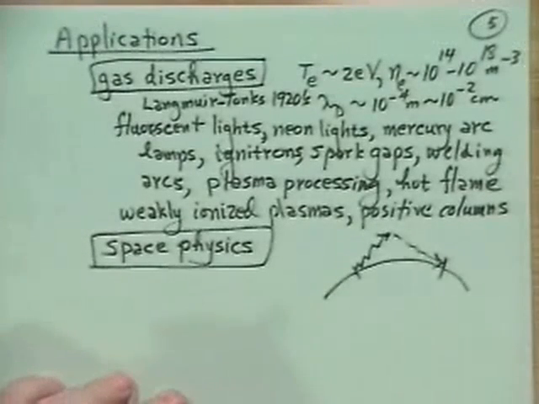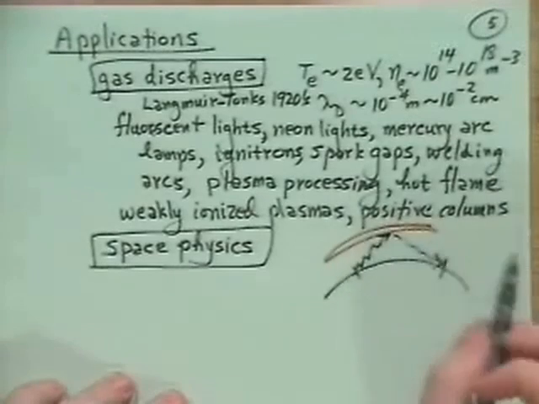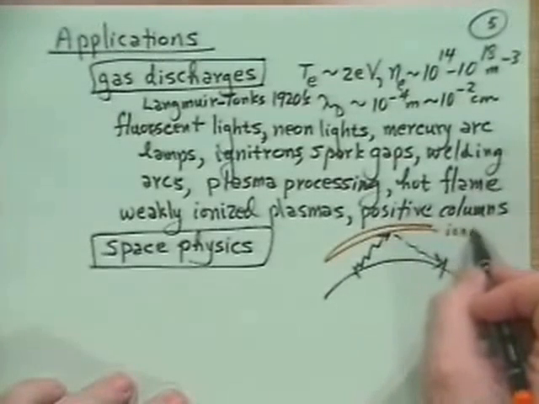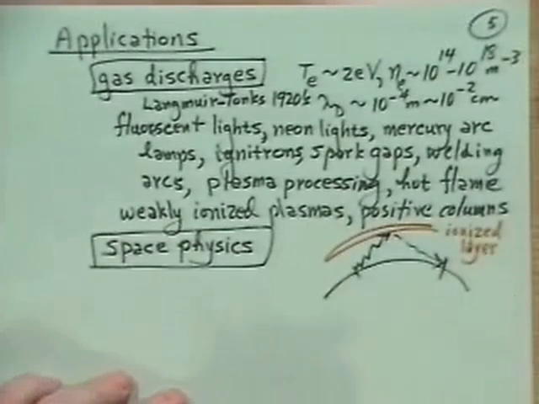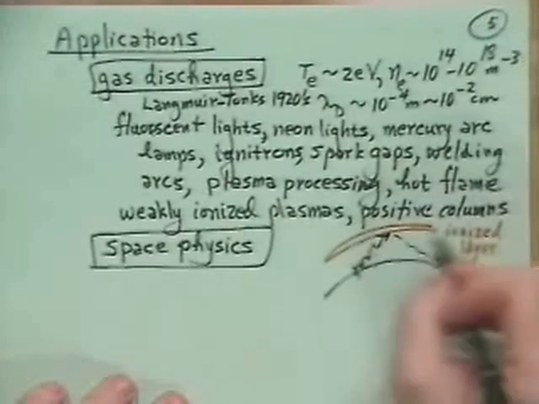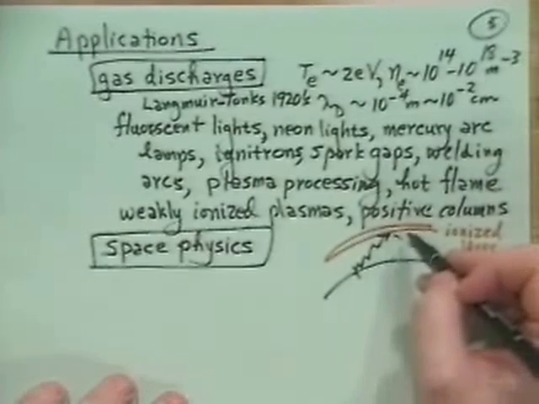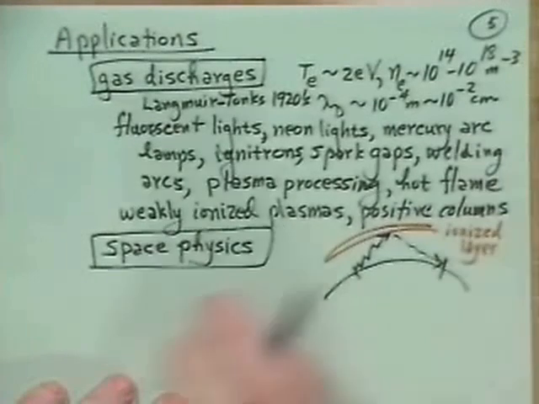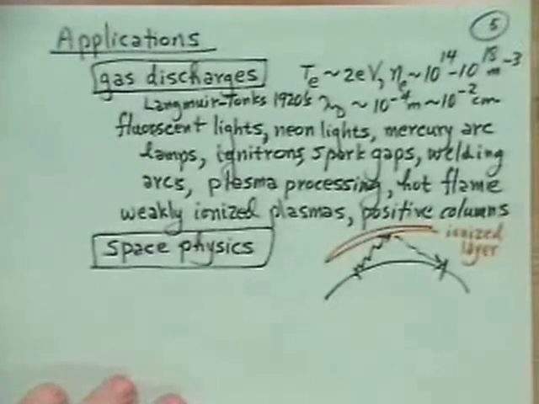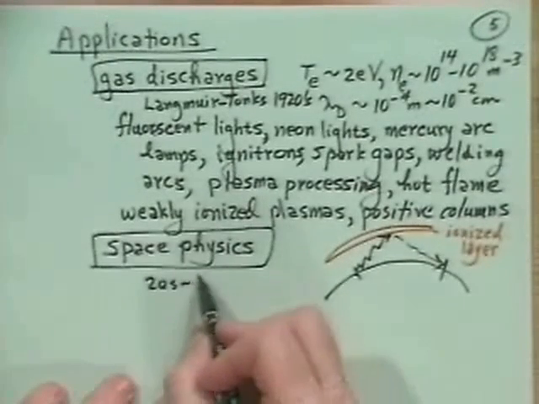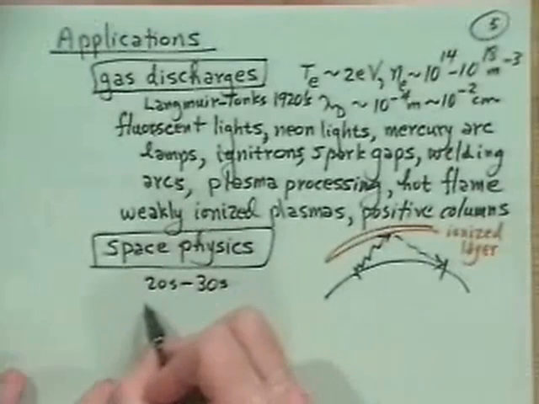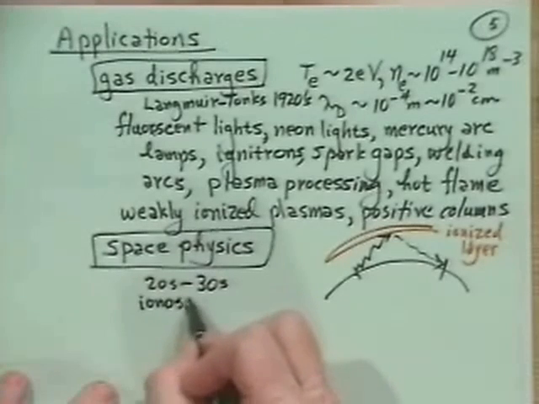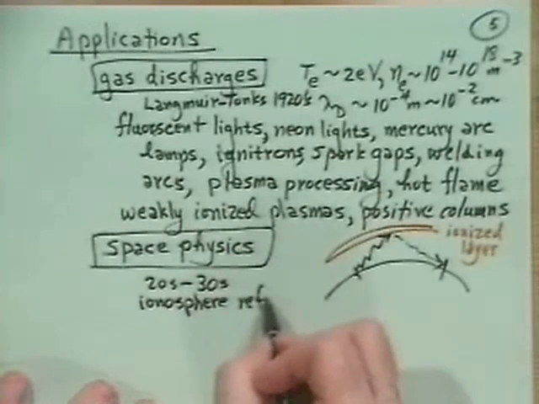What we're going to talk about later in some detail is that there's actually a weakly ionized layer called the ionosphere above the Earth, and that ionized layer will actually become a plasma, and it will reflect waves off of it back to the Earth. So it's a reflecting layer. So as people began in the 20s and 30s to get into radio waves, they began to find out that, gee, there's something outside of the Earth that's reflecting radio waves. Ionosphere reflects radio waves.